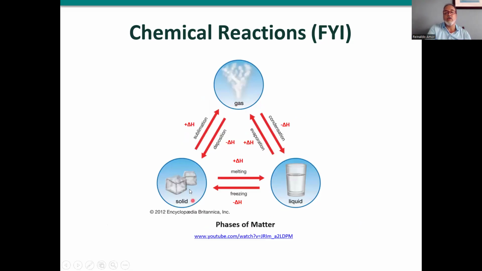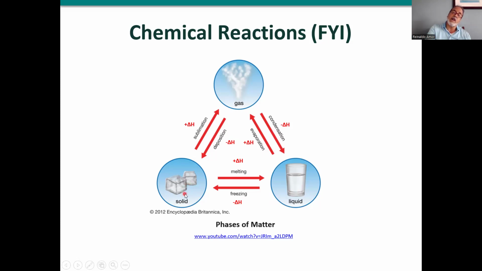I gathered this information for you, but I'm not going to ask you in the exam. When you go from ice to water, that's melting, and that is endothermic, which means delta H is positive. You see that? When you go from liquid to gas, you have to add heat. So again, delta H is positive. That means that this is an endothermic reaction. Heat is being taken by the system here. So this way is endothermic. The other way is exothermic.